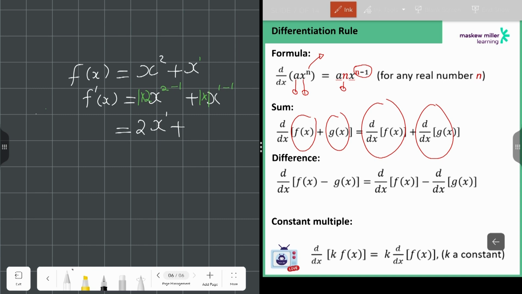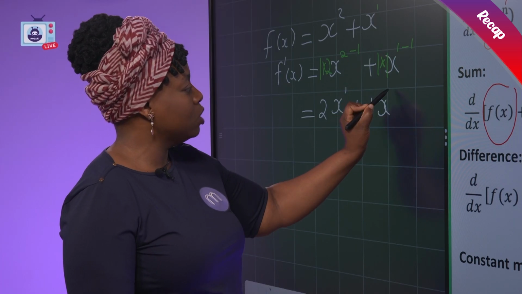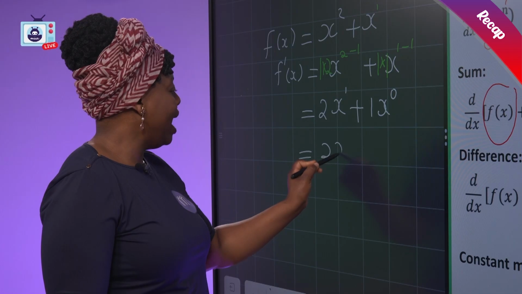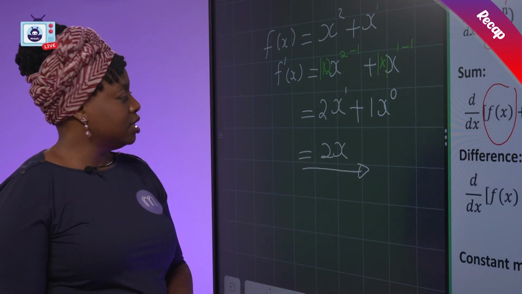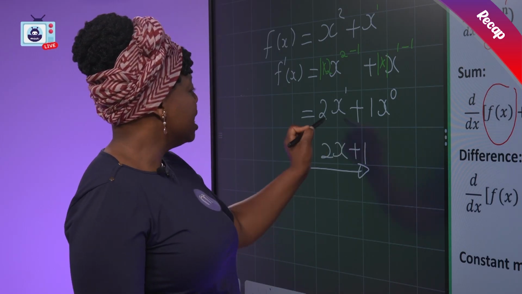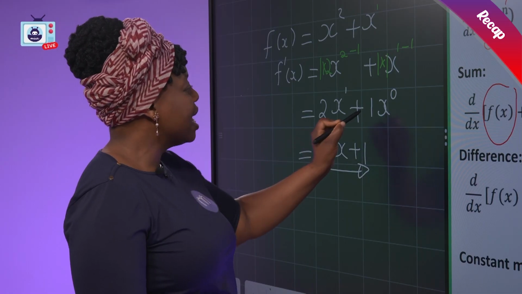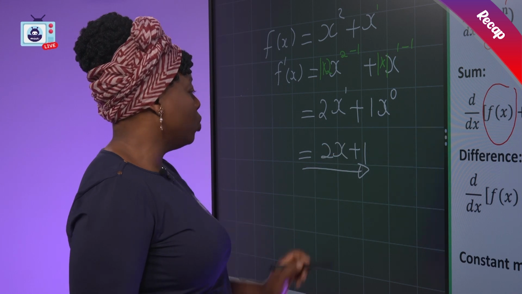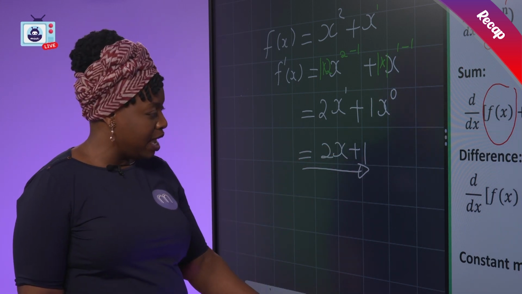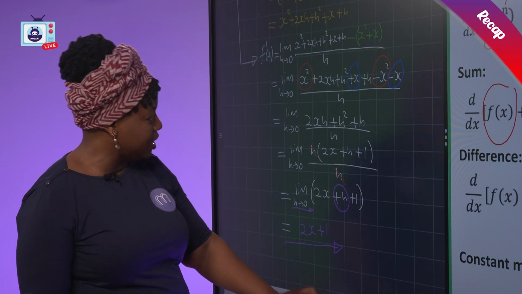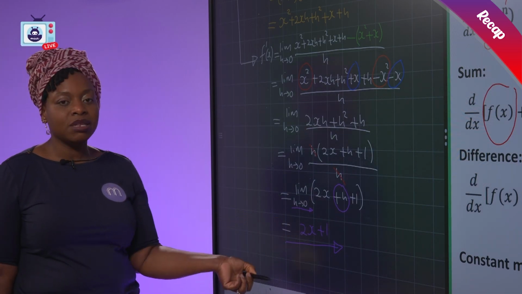We said 1 times 1 will still give us 1, but then x will have x to the exponent 1 minus 1, which is x to the exponent 0. So that means that we'll have 2x as our answer, which is going to give us 2x plus 1. So that is 2x plus 1, right? Because this is 2x to the exponent 1, which is 2x, and then x to the exponent 0 equals 1. So 1 times 1 will give us 1. The same thing that you have here. If you go back to the question that we did, you'll see that that was the answer that we got. So this is the answer we got, 2x plus 1.